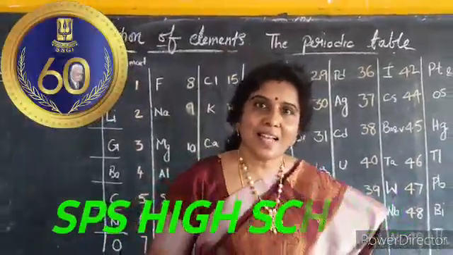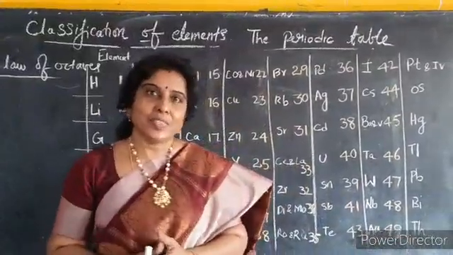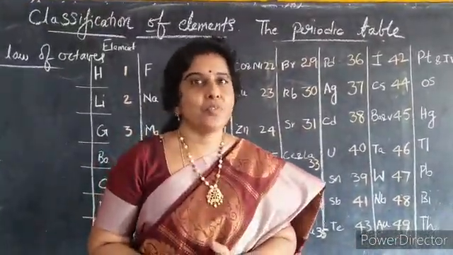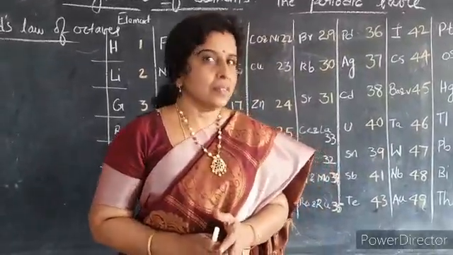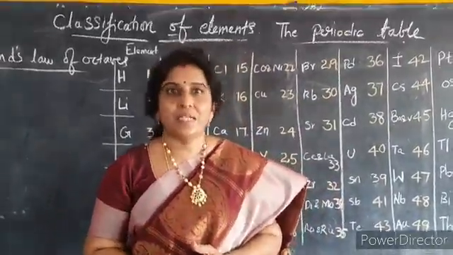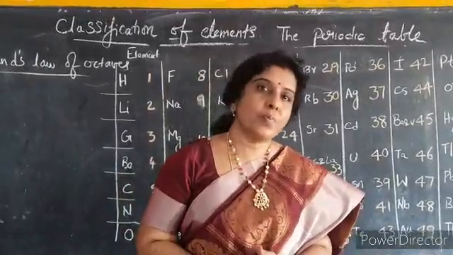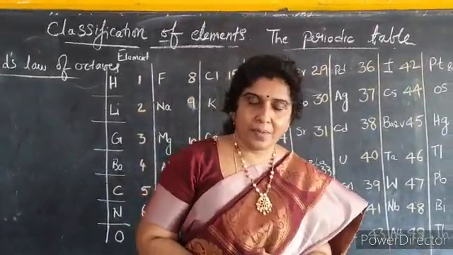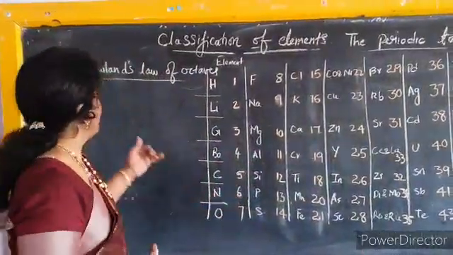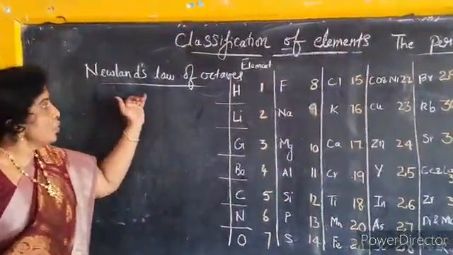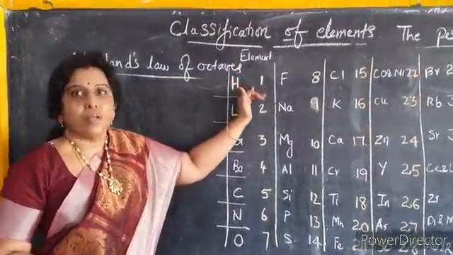In the last class, we started with the need for the classification of elements, and you also learned about the primitive classification given by Doberiner, which is known as Doberiner's Law of Triads. So the next classification which we will be learning today is known as Newlands' Law of Octaves.